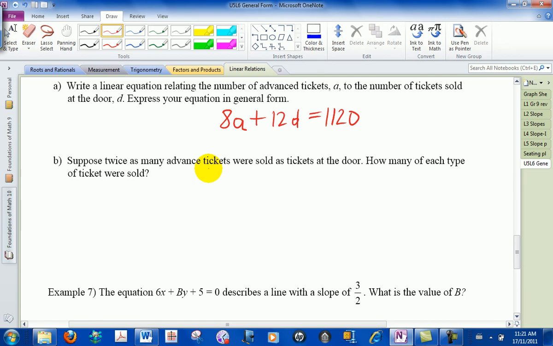Now it says here, suppose twice as many advance tickets were sold at the door. How many of each type were sold? I don't know if I want to go to this. Hold on for a sec. I don't want to mess you guys up again.